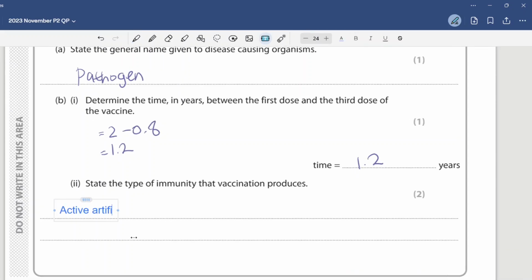Active artificial immunity. So what that means is, active means that our body is producing antibodies and it's making memory cells. And then artificial means that we're not being infected naturally, but we are injecting something that we've produced.